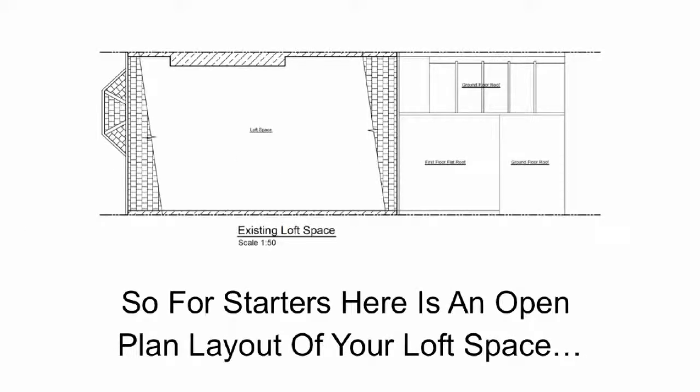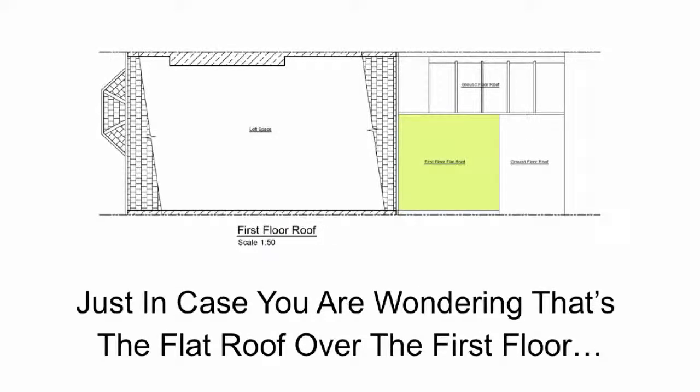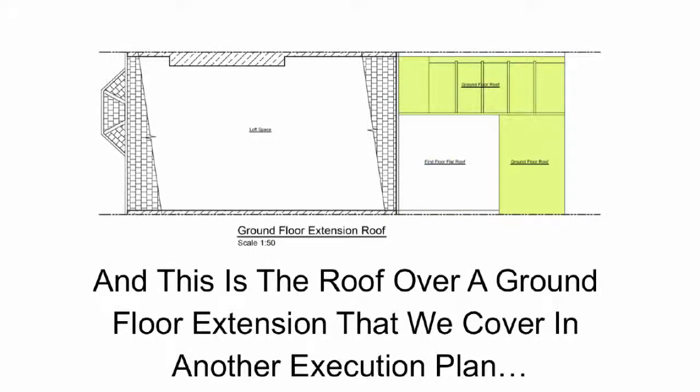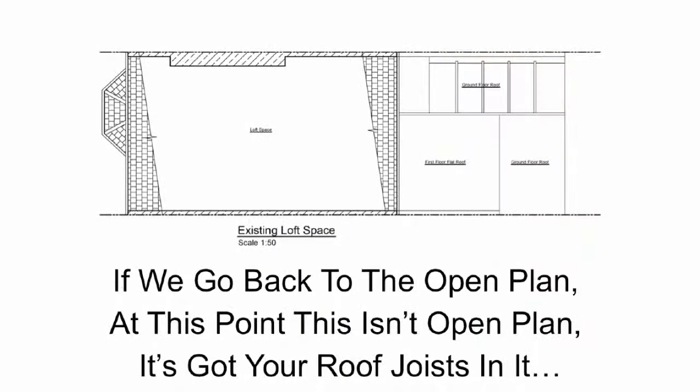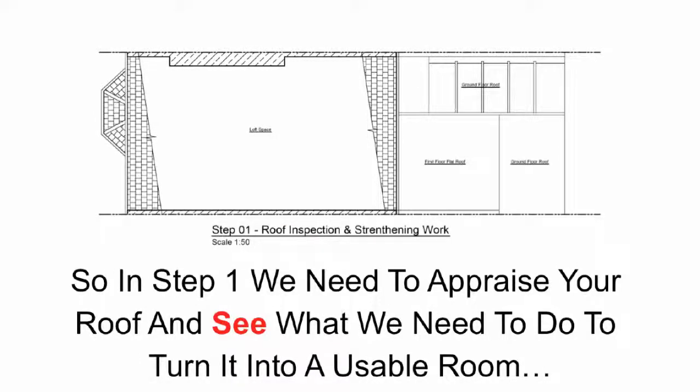So for starters, here's the open plan layout of your loft space. And just in case you are wondering, that's the flat roof over the first floor. And this is the roof over the ground floor extension that we cover in another execution plan. If we go back to the open plan, at this point it's got your roof joists in it. So in step 1 we need to appraise your roof and see what we need to do to turn it into a usable room.